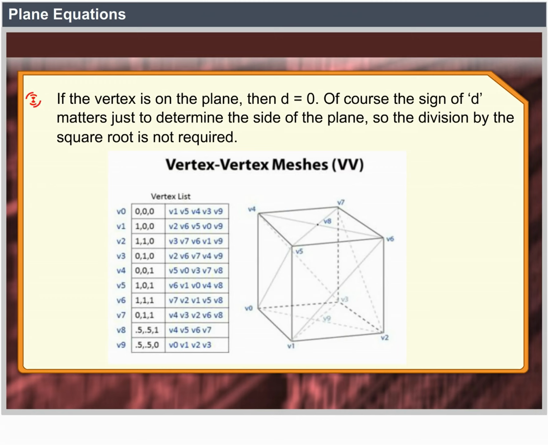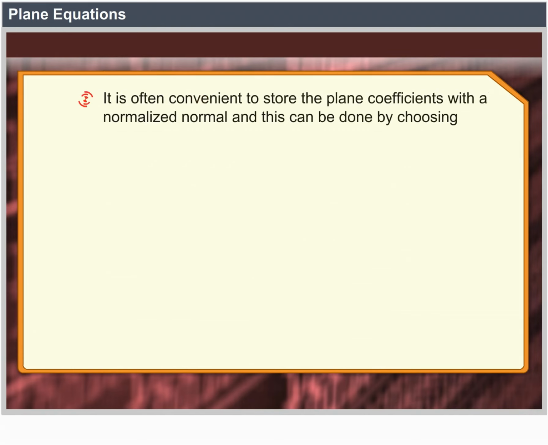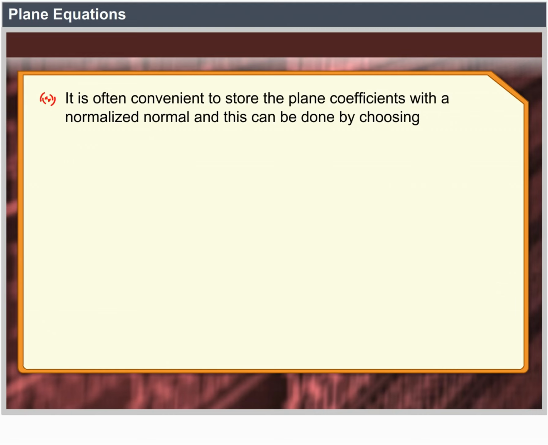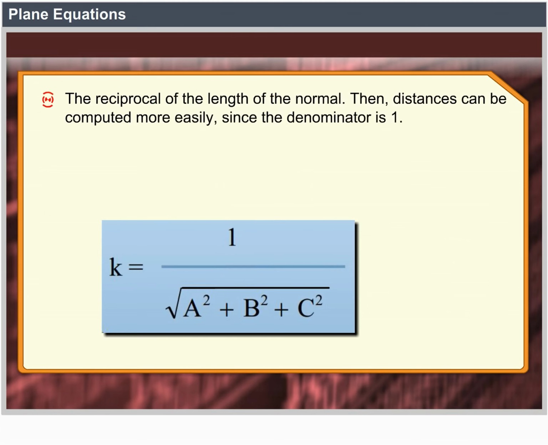The plane equation is not unique. Any non-zero multiplicative constant k changes the equation but not the plane. It is often convenient to store the plane coefficients with a normalized normal. This can be done by choosing k as follows. K equals 1 over the square root of a squared plus b squared plus c squared, which is the reciprocal of the length of the normal. Then distances can be computed more easily since the denominator is 1.